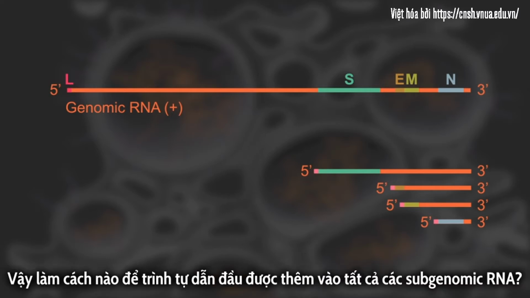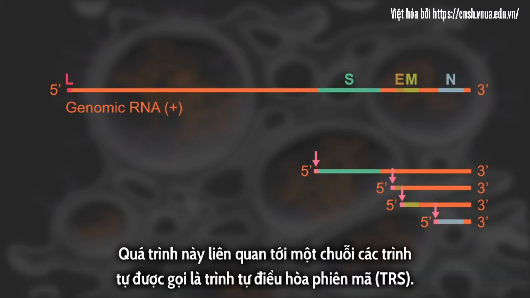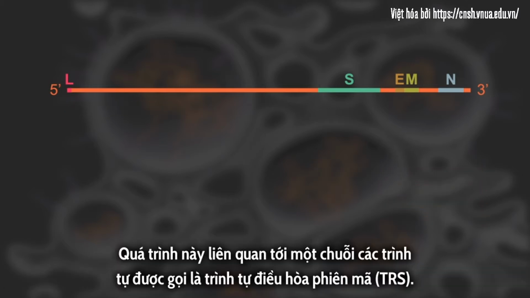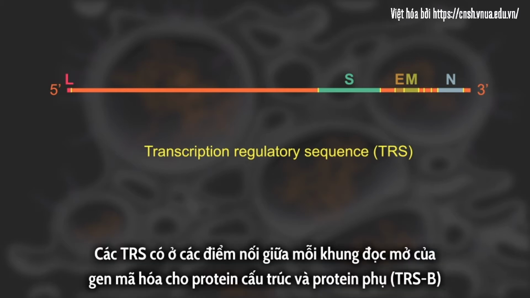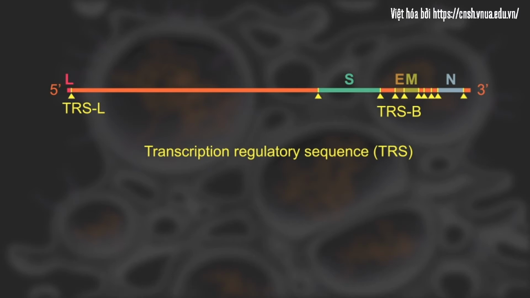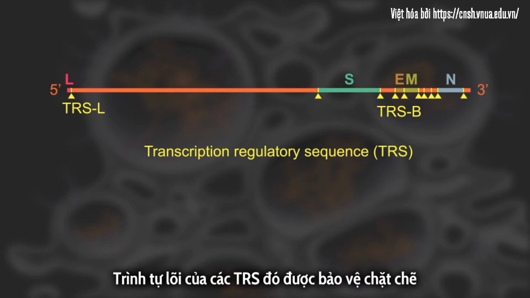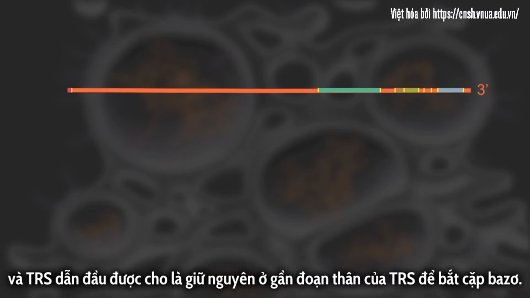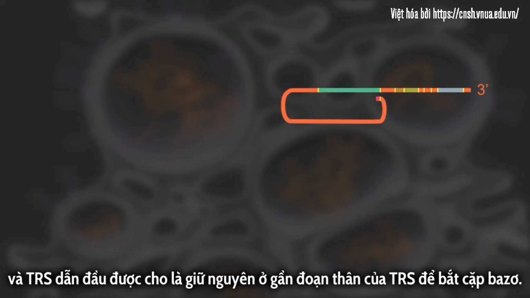So how does this leader, or L sequence, get added to all the subgenomic RNAs? This process involves a series of sequences called transcription regulatory sequences, or TRSs. The TRSs are present at the junctions between each open reading frame of genes encoding structural and accessory proteins, as well as in the leader sequence at the 5' end of the genomic RNA. The core sequence of these TRSs is highly conserved, and the leader TRS is thought to remain in close proximity to a body TRS for base pairing.